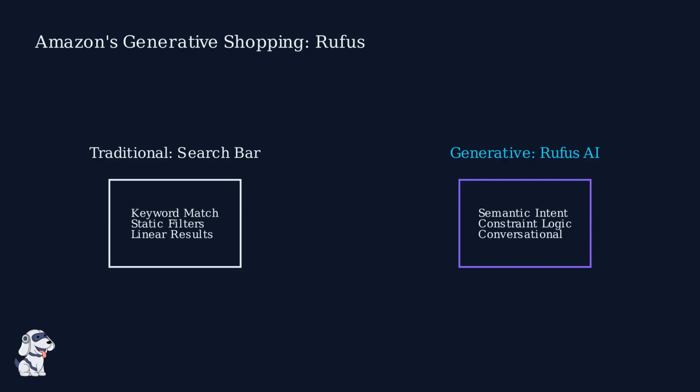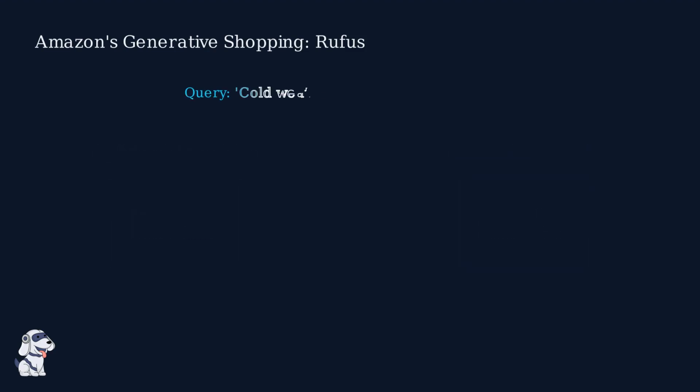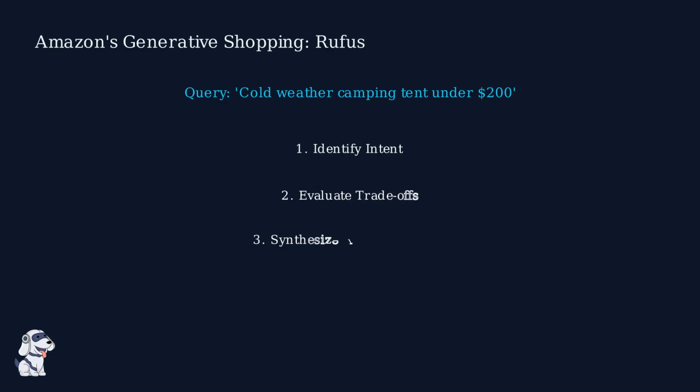Traditionally, e-commerce relied on keyword matching and static filters. Amazon's Rufus AI changes this by acting as a conversational agent, capable of processing multiple user constraints at once. Rufus analyzes these trade-offs, balancing durability against price constraints, while understanding the contextual requirement for cold weather performance.